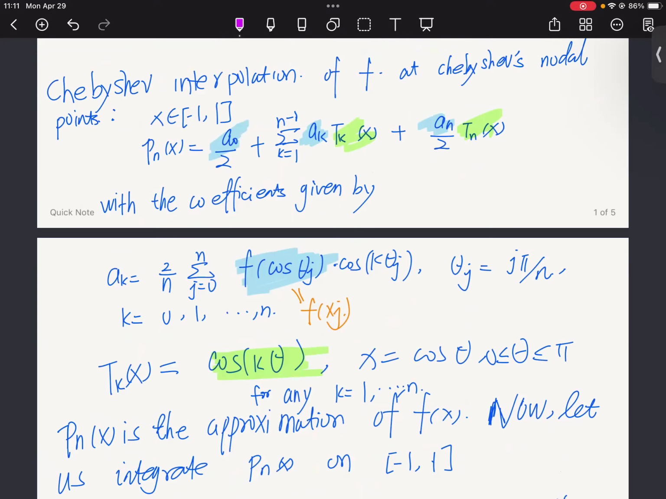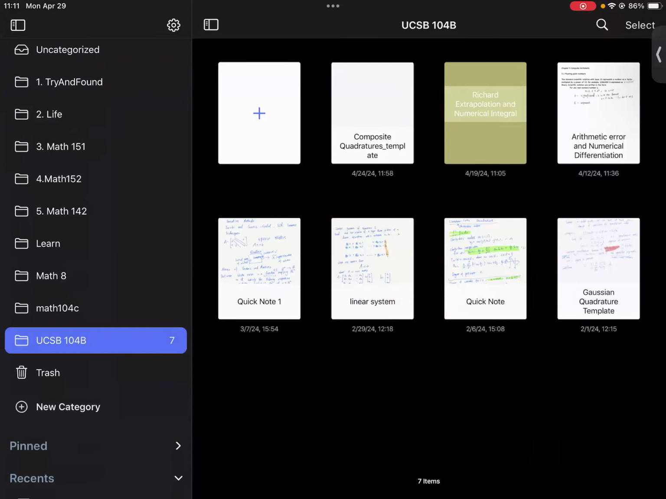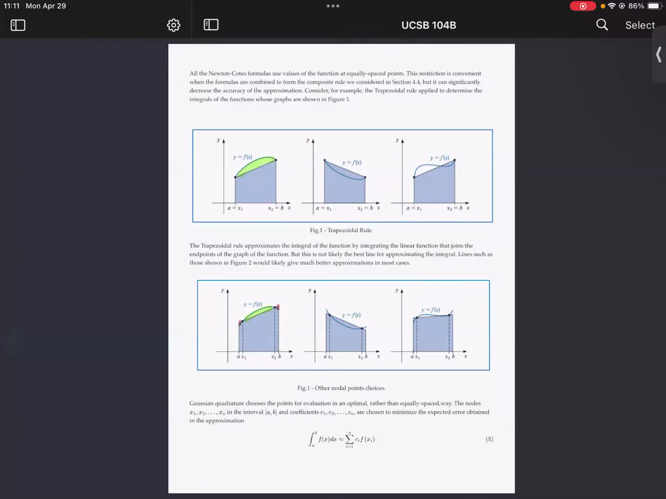But why do we need the Gaussian quadrature rule? The Gaussian quadrature rule has its own benefits. So let's go to the Gaussian quadrature rule. This is something related to another interpolation. So let's see.